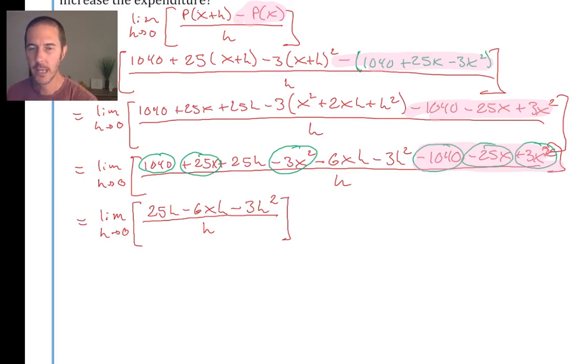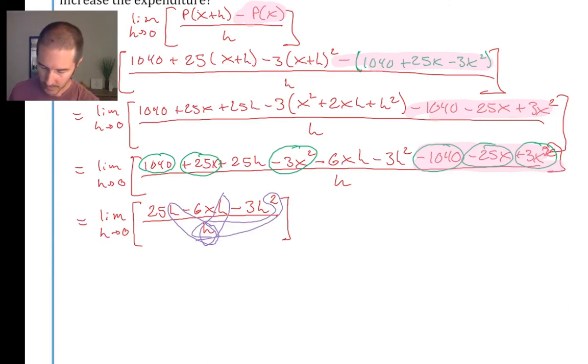I'm still dividing by h. I brought my limit statement with me. And now we're going to simplify or reduce. And you must distribute your division. Always have to distribute division to all of your terms in the numerator. So the h from our denominator is going to cancel out this h, and it's going to cancel out this h, and it's going to cancel out one of those factors of h.